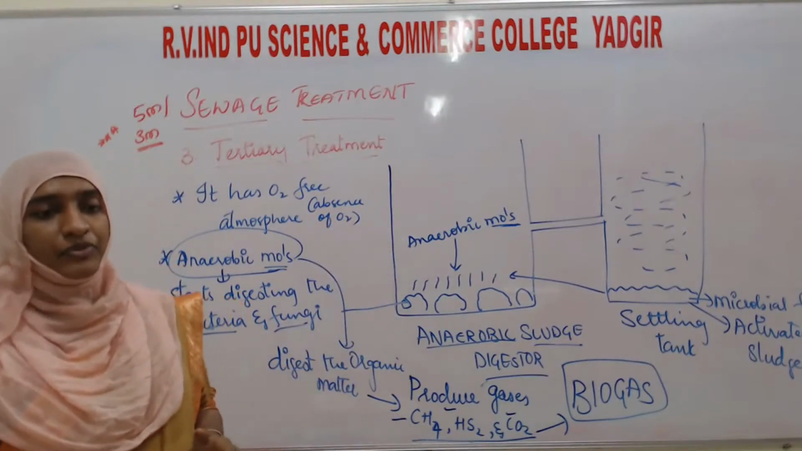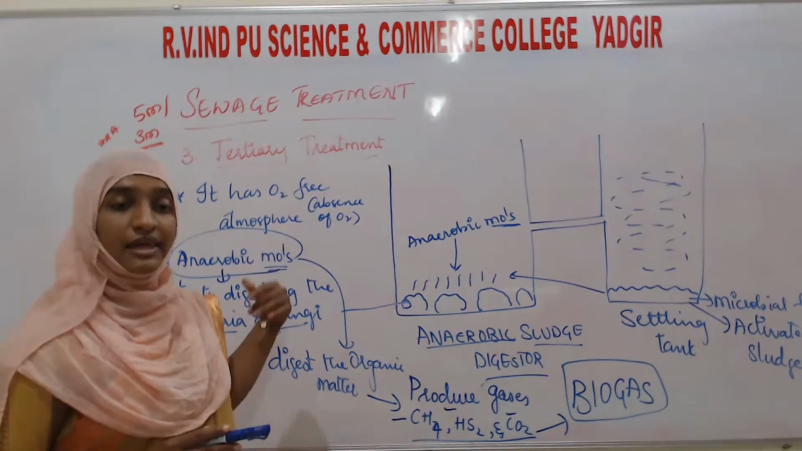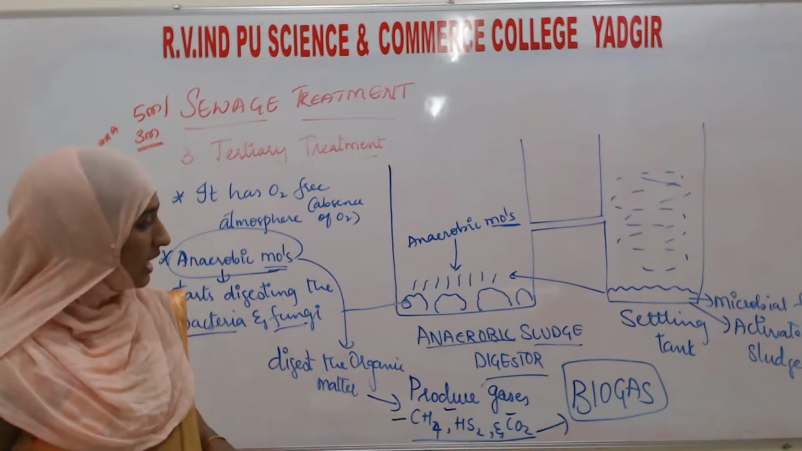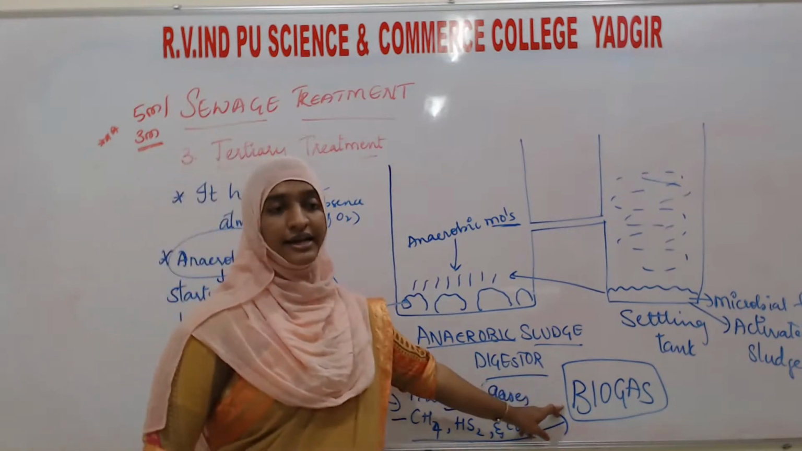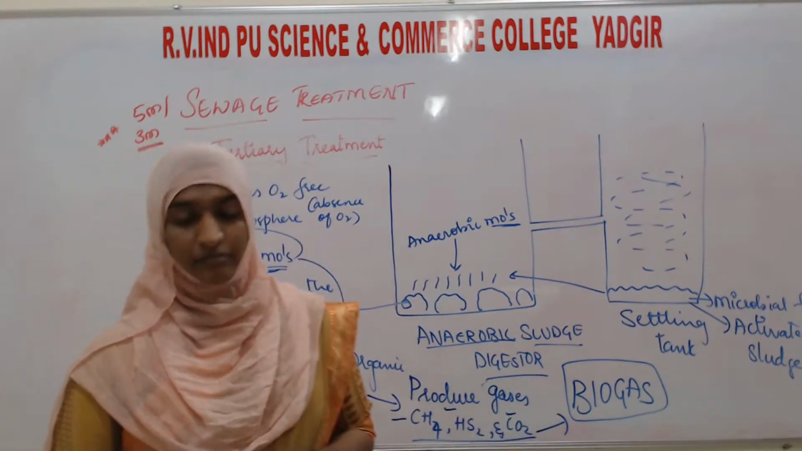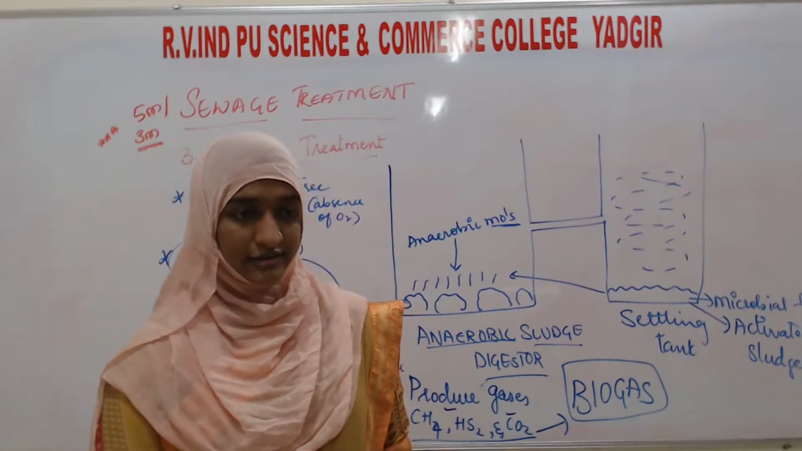Next, the sewage water is sent for the chemical treatment, which I will explain in the next class. After that, here I had given the term biogas. A biogas plant is there, which I will explain in the next class.